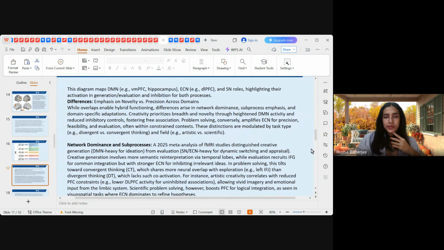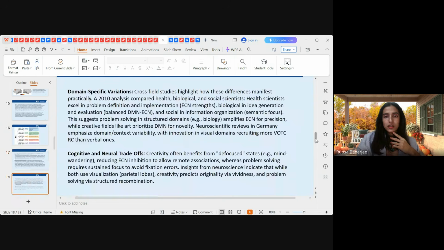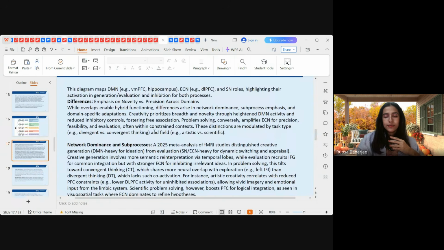And then you have network dominance and sub processes. So a 2025 meta-analysis of fMRI studies, okay, the images that we have been looking at till now, distinguished creative generation, that is DMN heavy work, from evaluation, that is executive control network heavy work. Creative generation involves more semantic reinterpretation via temporal lobes, while evaluation recruits IFJ for common integration, but with stronger executive control network for inhibiting irrelevant ideas. So, like I said, the executive control network inhibits your irrelevant ideas so that you can do goal-oriented tasks better.